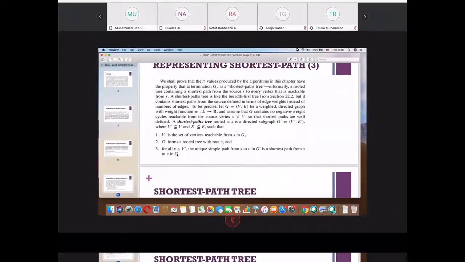It's not T prime, okay? Because T prime contains a unique single path from S to P. But in T, there are several paths from S to P. And when you choose the shortest one, you just add it to the graph T prime. So that is why in T prime there is only one single path from S to P, and that is the shortest path of P in T.